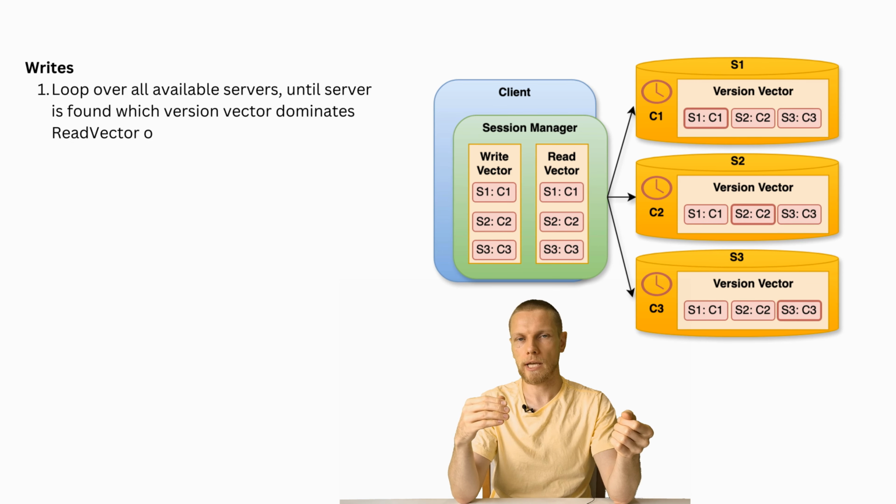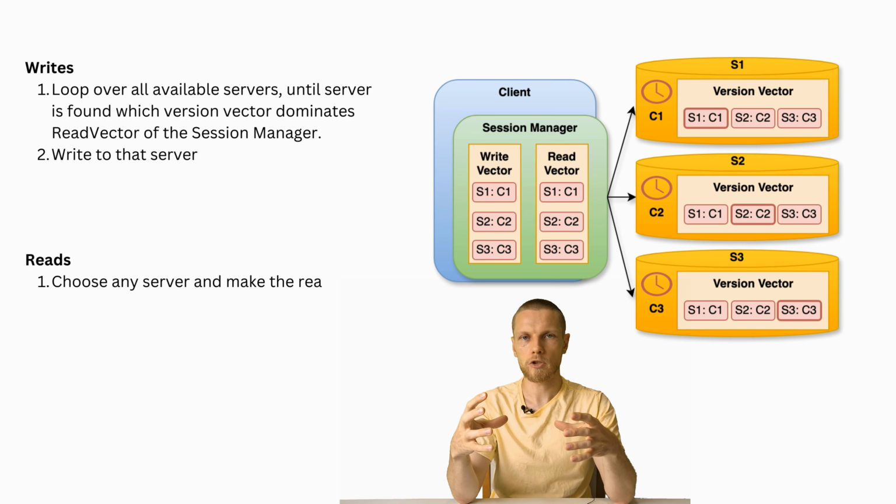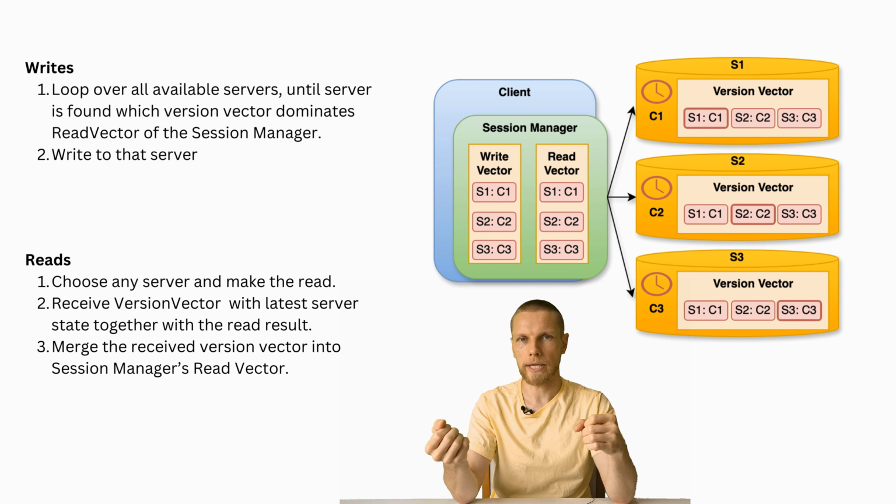So summarizing this all into the algorithm, we can say that to make a read, the session manager can choose any server, but when it receives the response, it should merge the version vector which came from the server into its own read set. And when making a write, the session manager has to iterate through all servers and choose the one whose version vector dominates its read set. And in that case, the write-follows-read guarantee will be satisfied.